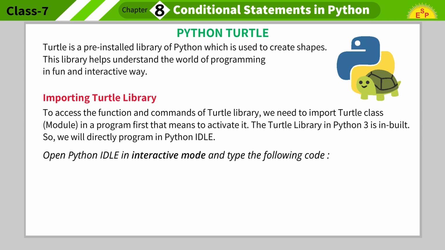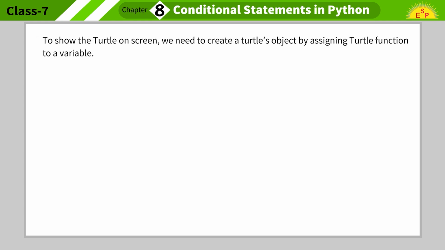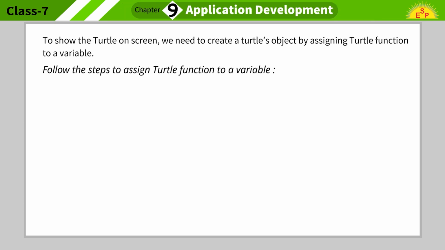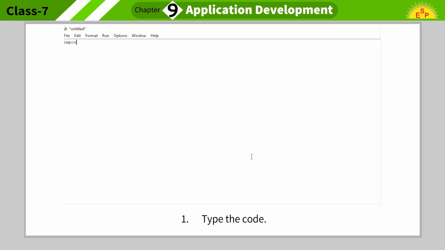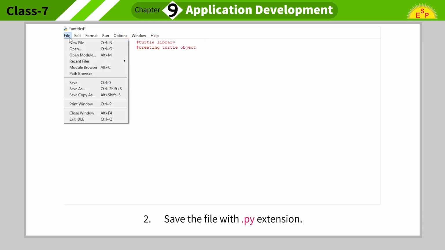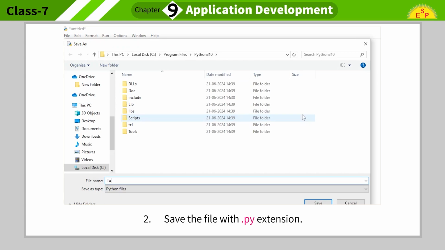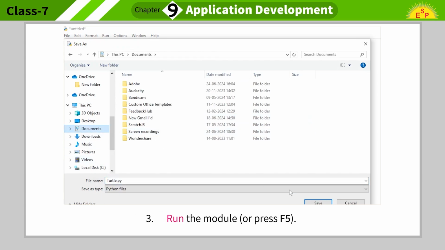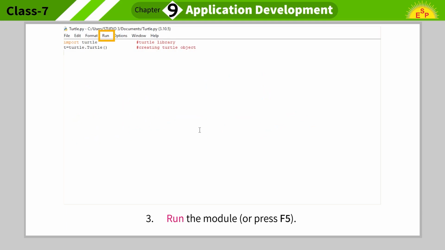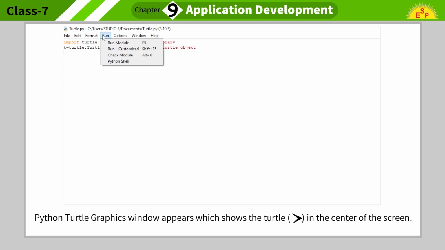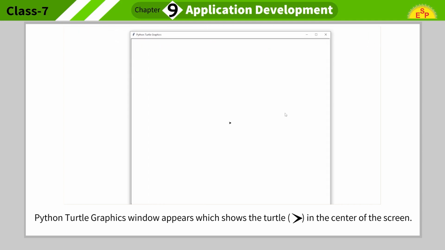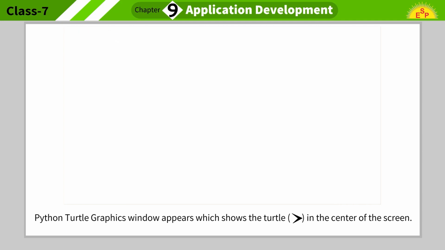Open Python IDLE in interactive mode and type the following code: import turtle. To show the turtle on screen, we need to create a turtle object by assigning turtle function to a variable. Follow the steps to assign turtle function to a variable. Step 1: Type the code. Step 2: Save the file with .py extension. Step 3: Run the module or press F5. Python Turtle graphics window appears which shows the turtle in the center of the screen.